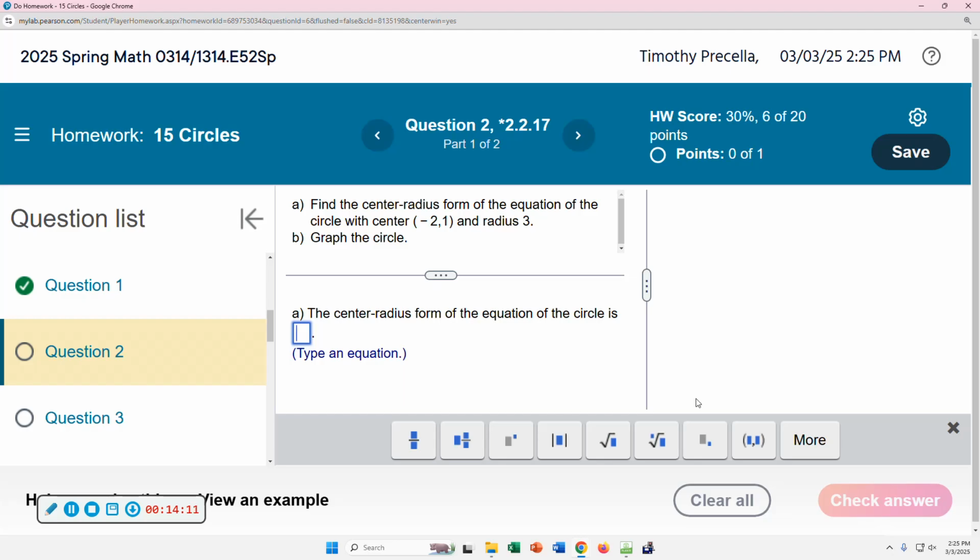Left parenthesis, just get the parentheses from the keyboard. X plus 2, your exponent hot button. Get out of that exponent position, plus left parenthesis, y minus 1, right parenthesis, use your exponent hot button, square, get out of that exponent position, equals 9.